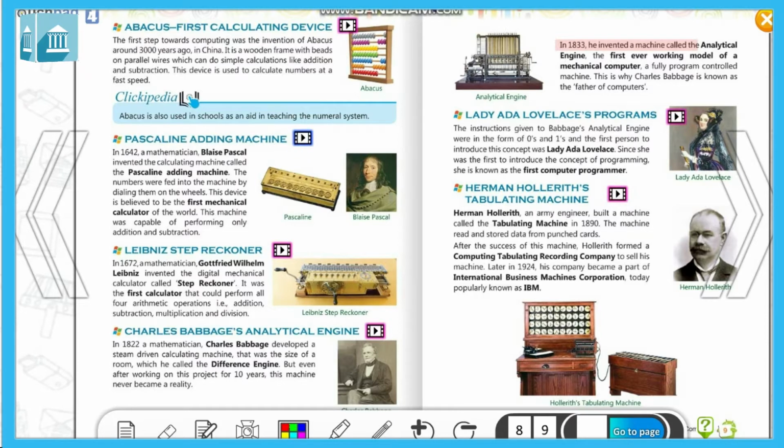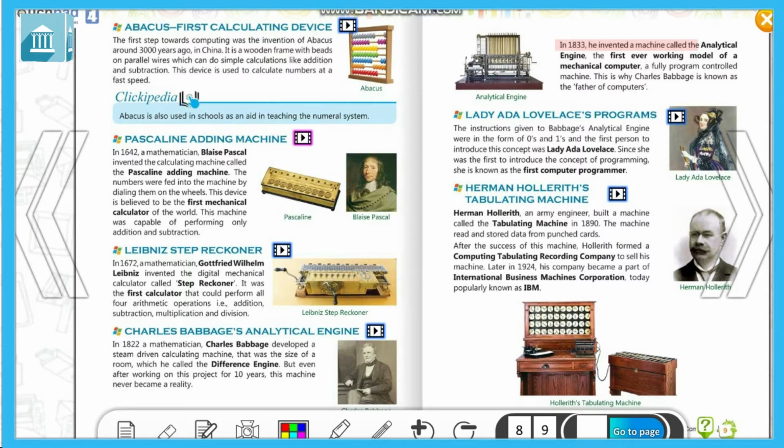So, we are learning chapter 1. In this chapter, we have already learned about early counting tools. We have also learned about the abacus, the first calculating device, then the Pascaline adding machine and the Leibniz tape reckoner. We have also learned about Charles Babbage's analytical engine, then Lady Ada Lovelace's program, and then Herman Hollerith's tabulating machine. So now I am giving you a brief explanation of all these topics, and after that we will start our new topics.